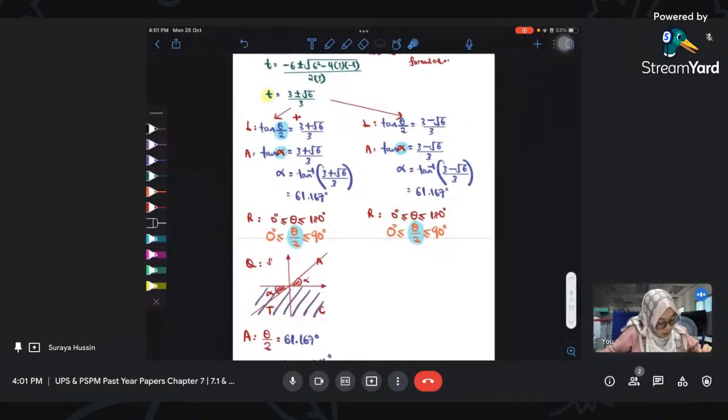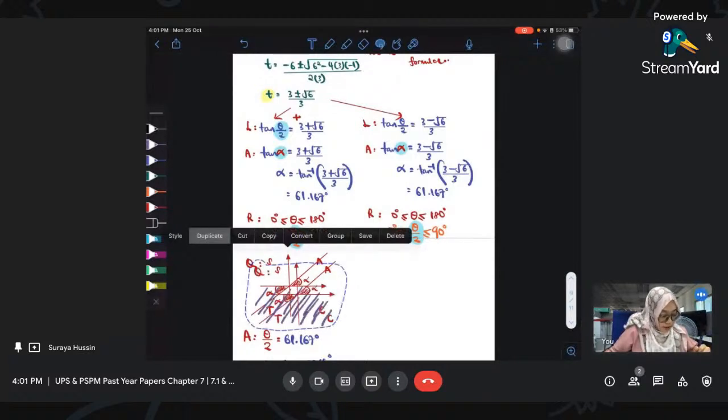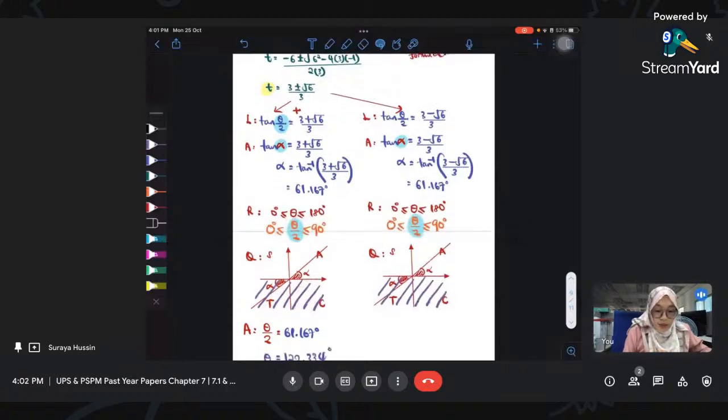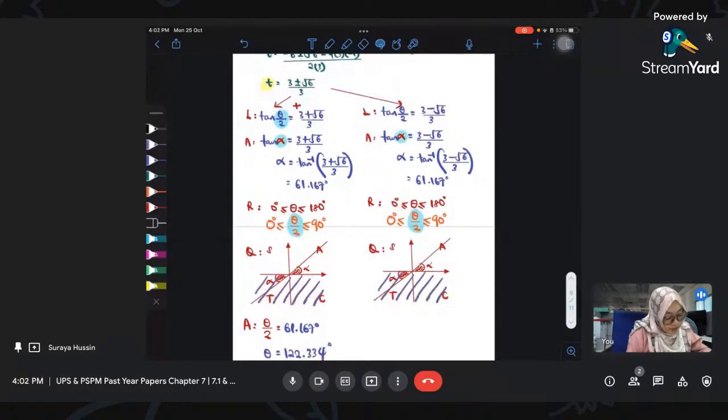So I'm just going to duplicate this. I'm so sorry that you have to write down. Sebab, of course, you are still a student. So you gotta write it down.